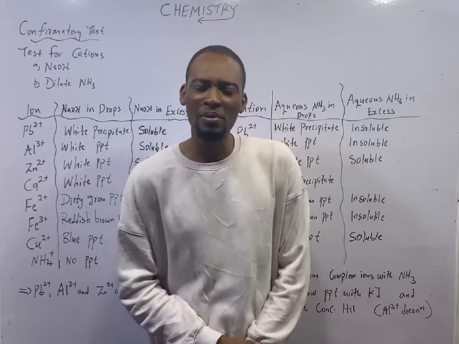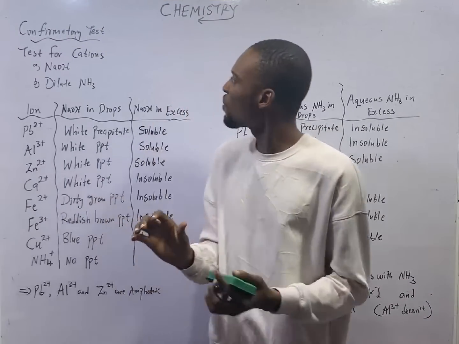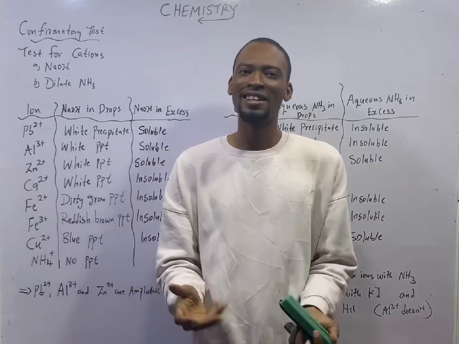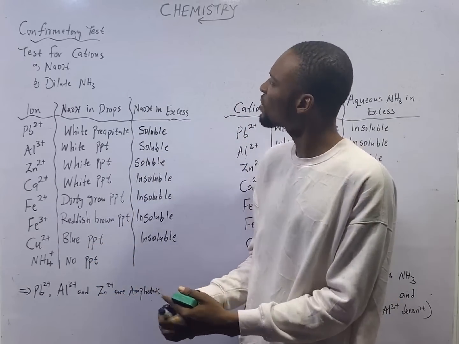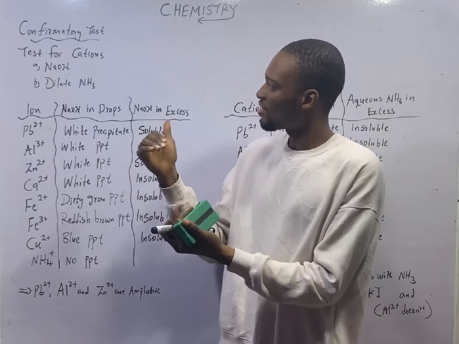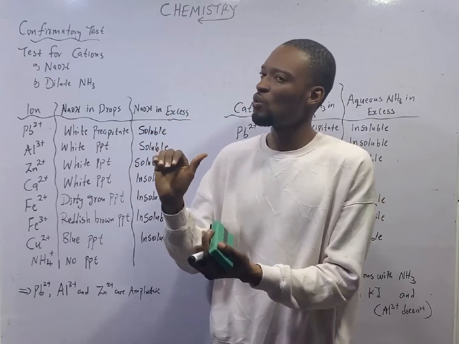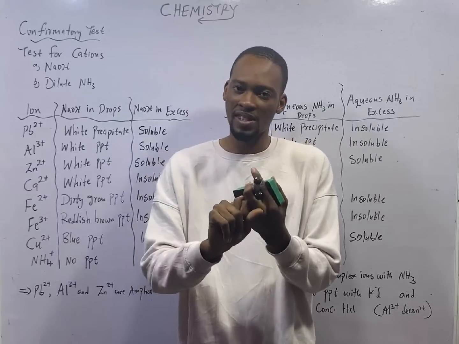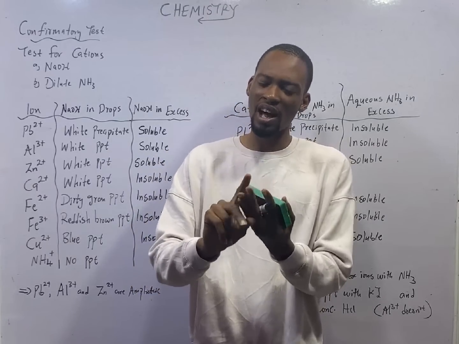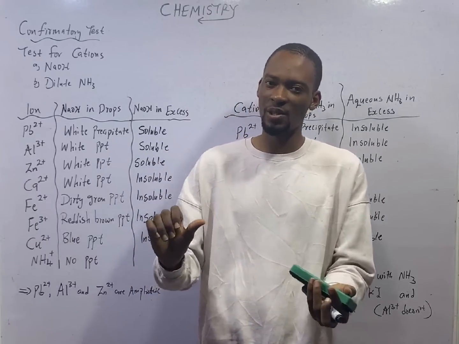This is episode number 43 of the 120 Days to Jamb Chemistry with Flash Isaac. In this episode, we shall be looking at confirmatory tests. Under confirmatory tests, we shall look at tests for cations, tests for anions, and tests for gases.